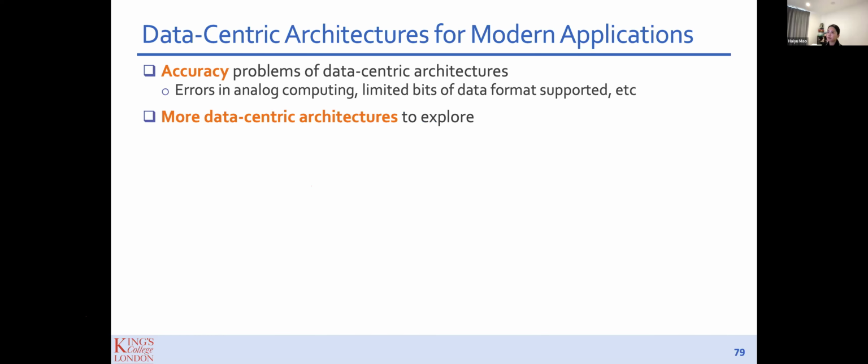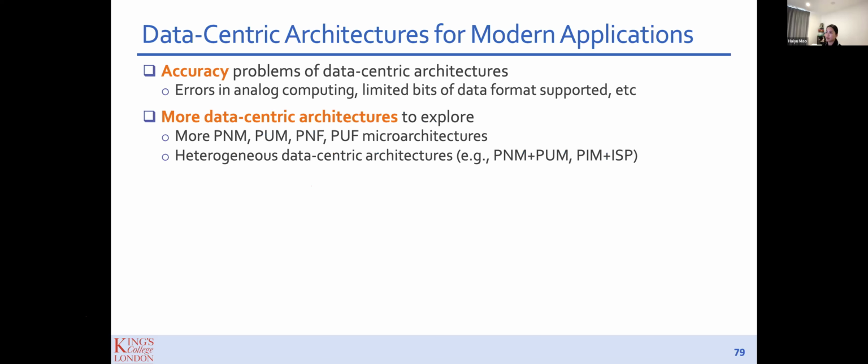And second, there are more data-centric architectures to explore, such as more processing near memory, processing using memory, processing near flash, and using flash microarchitectures. And heterogeneous data-centric architectures. For example, we can do both processing near memory and processing using memory, and we can do processing in memory and processing in storage at the same time, when it makes sense, like where to do the computation, right? And there are also other emerging data-centric architectures, such as quantum computing, because it stores data and processes the data at the same time. So data-centric architectures are not only PIM and in-storage computing.